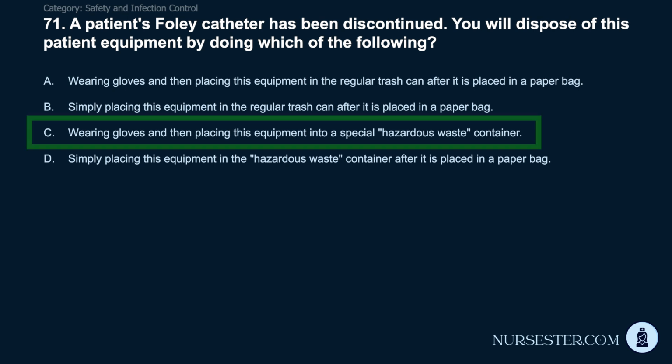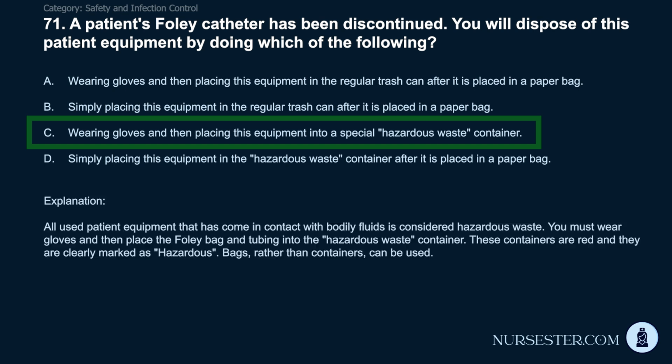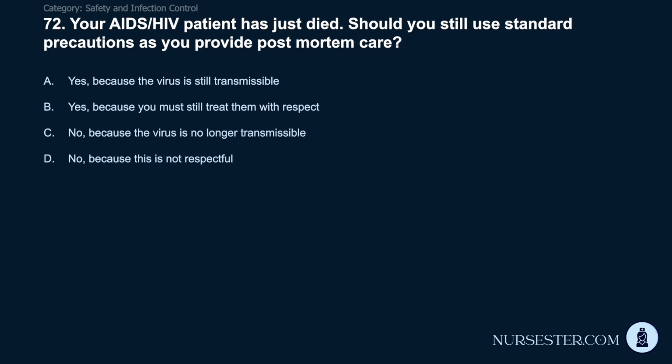Correct answer, C. Wearing gloves and then placing this equipment into a special, hazardous waste container. All used patient equipment that has come in contact with bodily fluids is considered hazardous waste. You must wear gloves and then place the Foley bag and tubing into the hazardous waste container. These containers are red and they are clearly marked as hazardous. Bags, rather than containers, can be used.